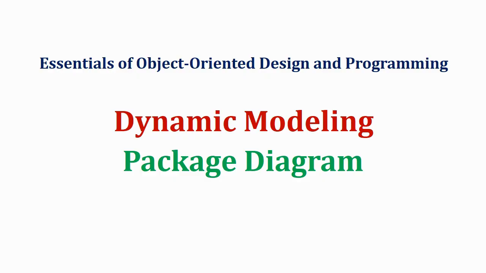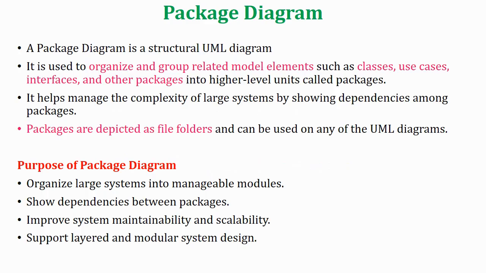In this presentation, we are going to discuss the dynamic model. One of the dynamic models is the package diagram. So what is a package diagram? The package diagram is a structural UML diagram. It is used to organize and group related model elements such as classes, use cases, interfaces, and other packages into high-level units called packages. The packages are depicted as a file folder and can be used on any UML diagram.